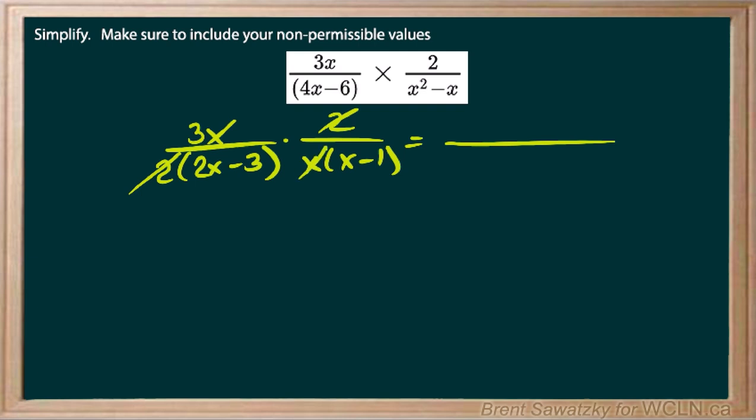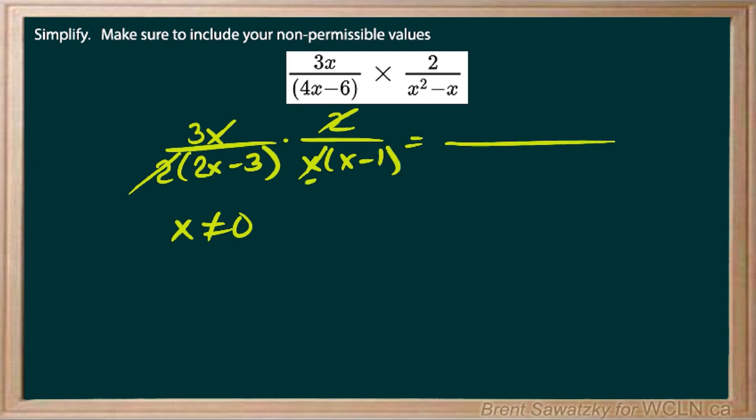Now, one thing we do note is when we get to the non-permissibles, we do have to remember that that x was there. So even if we can cancel it out at this point, we still have to remember it when we get to the non-permissibles. So you could make a little note there that x cannot equal 0 because it was on the bottom there.